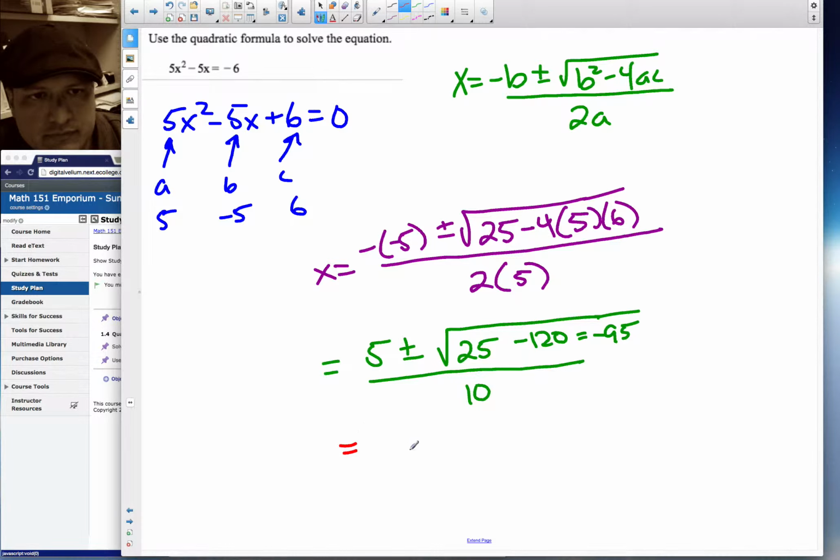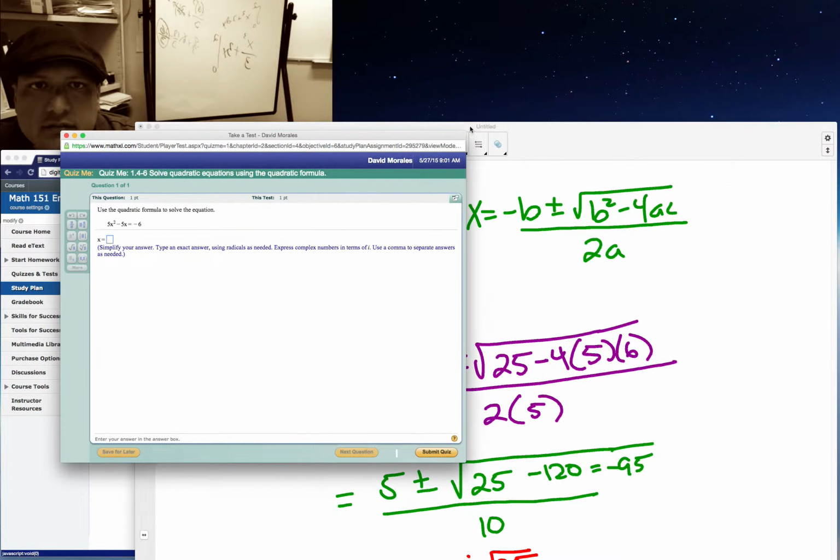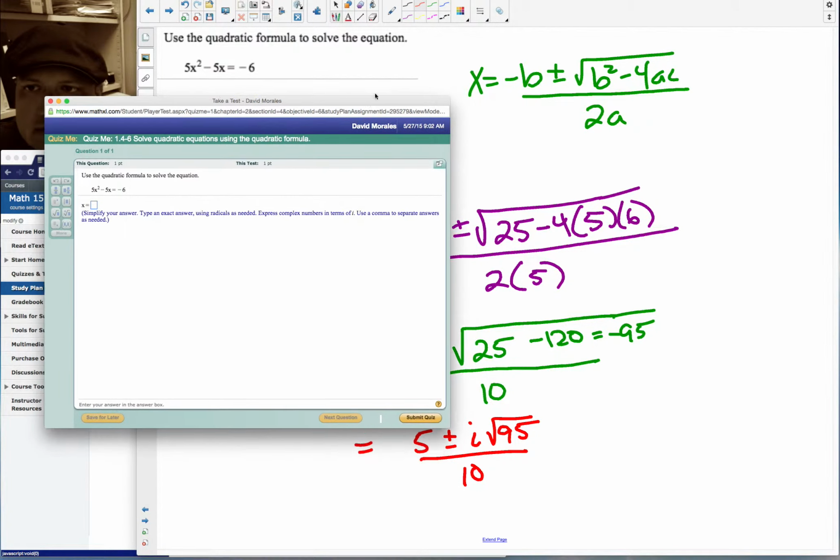So this is, and this can be an i because it's negative. So I'm gonna make some space for that. This will be i radical 95 over 10. And like I said, we can't really factor this out, so I guess that's our answer. Usually when you're forced to use the quadratic formula, it's usually going to be something of this form. Otherwise you could have factored it.